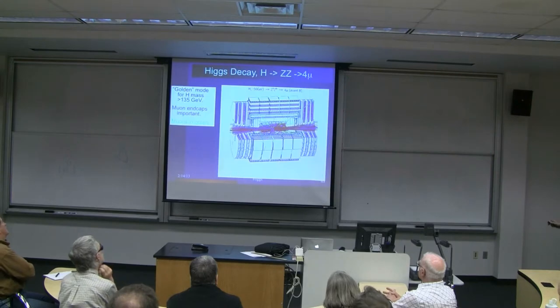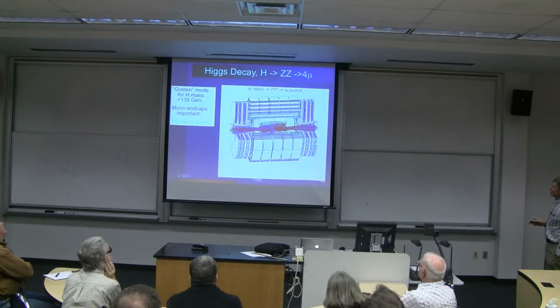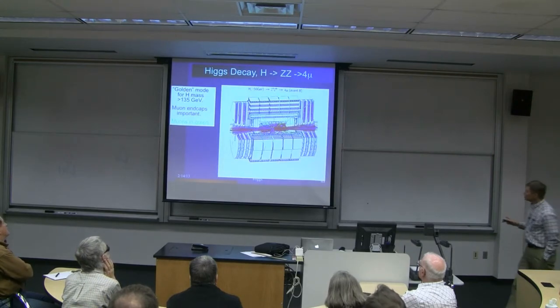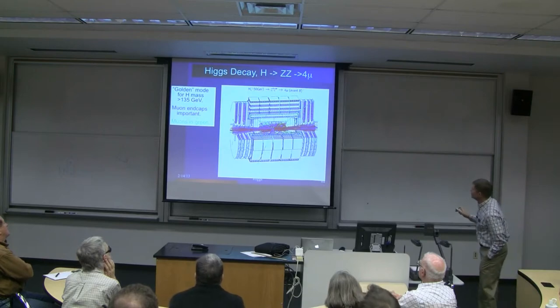You also could look at the same thing into four muons. So in this picture, it's a little hard to see, but you see these green lines are going outside the detector.